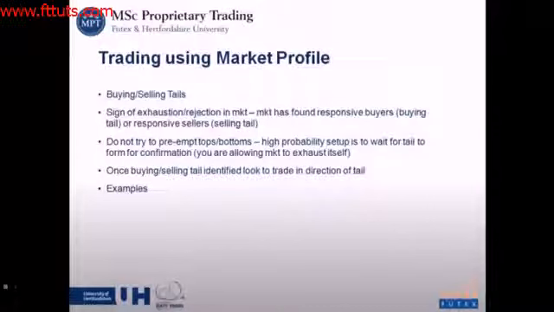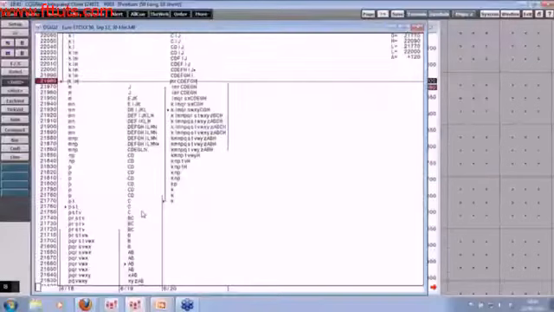A high probability approach is to actually wait for a selling or buying tail to form as confirmation that the market is now exhausting itself, and you can now start to go against the direction of the trend. Before that, just stay with the trend. Once the buying or selling tail has been identified, you can look to trade in the direction of that tail. So let's have a look at a quick example.